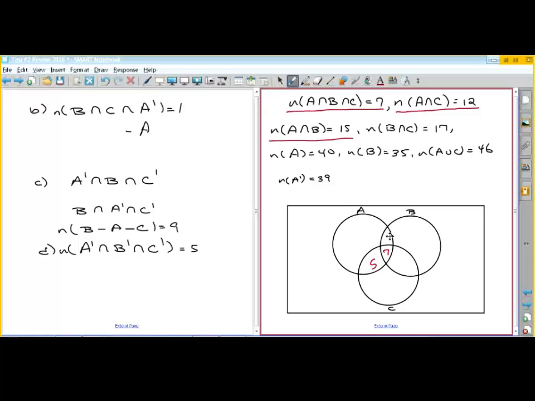Okay, next one is A intersect B, which is this football. Again, total in the football is 15. I've already got 7 accounted for, so 15 minus 7 is 8. Don't put 15 here, okay? These two added up should equal 15.